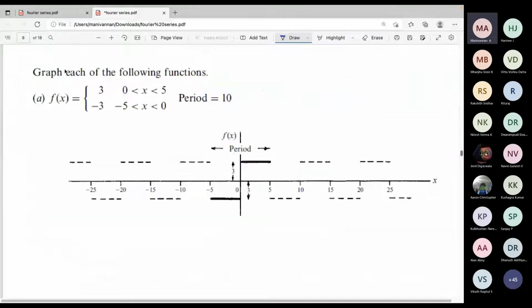So let us consider this problem, the graph of each of the following functions. If you are given only these functions, we have to write this function. The height here is 3, and the height here is also 3, which means this is 3 and this is minus 3. Now the length of the interval, how are we going to take it? The length of the interval is 5 minus of minus 5, so my period is 10.